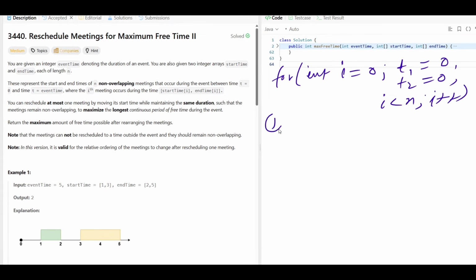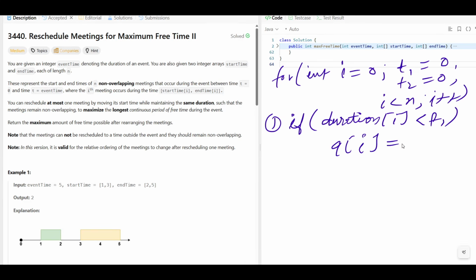So in the very first step, what we will do, we'll take a condition and we'll check if duration at i is less than t1, it means this meeting is movable, right? And so we'll put it onto the queue at i. So we will mark this as true. We can move this meeting, and so we'll mark it, right?